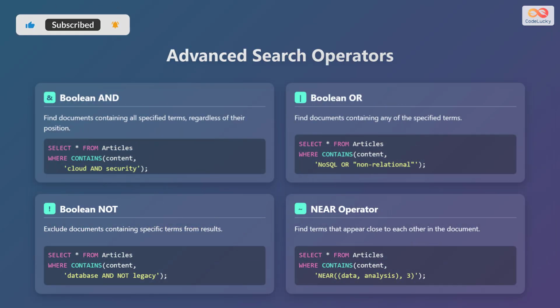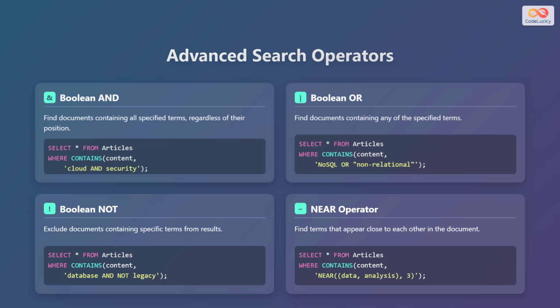Let's explore advanced search operators for full-text search. The ampersand symbol represents the Boolean and operator, finding documents containing all specified terms. The example shows selecting articles where the content includes both cloud and security.